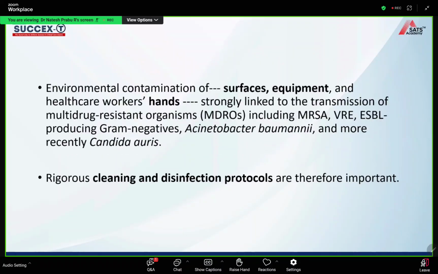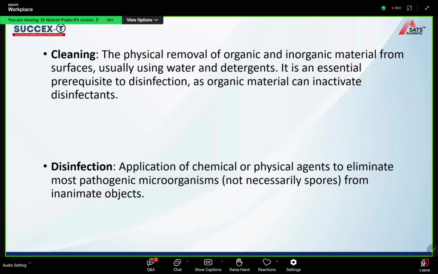Environmental contamination of surfaces, equipment, and healthcare workers' hands are strongly linked to the transmission of MDR organisms, including MRSA, VRE, ESBL organisms, Acinetobacter, and more recently we have cases of Candida auris as well. So rigorous cleaning and disinfection protocols are therefore very important.